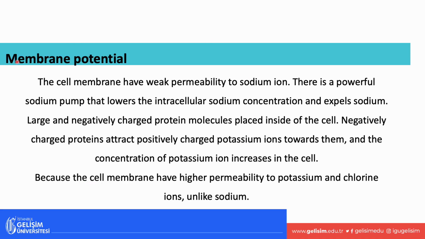All right, moving on to membrane potentials. So let's talk about the cell membrane and how it controls the movement of ions in and out of the cell. First, let's talk about sodium. Sodium is a positively charged ion that's important for many cellular processes. However, the cell membrane is not very permeable to sodium. This means that it's hard for sodium to get into the cell.